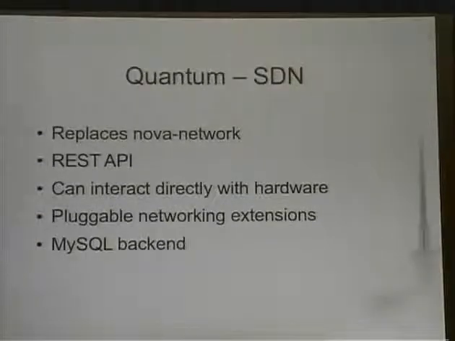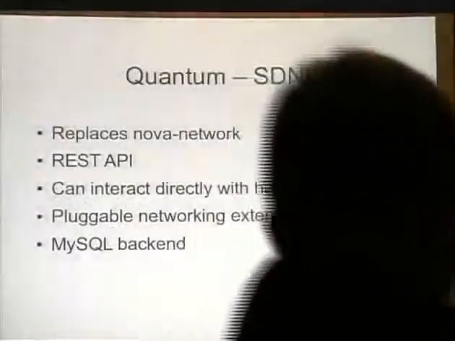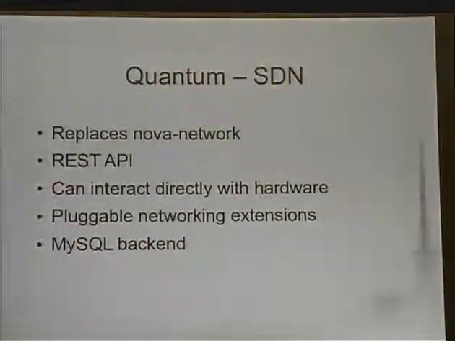Quantum is the software-defined networking component that's being built right now. Its goal is to replace Nova Network. I'm not 100% good on this because we don't use it where I work. We have our own network implementation, and I'll get into the differences about that later. The REST API is pretty standard, follows most of the stuff that we do in OpenStack. It can integrate directly with hardware. That was one of the original design things. I don't know that anyone's done it yet, but in theory, you could have a Quantum agent sitting on a switch that could then be controlled via Quantum.